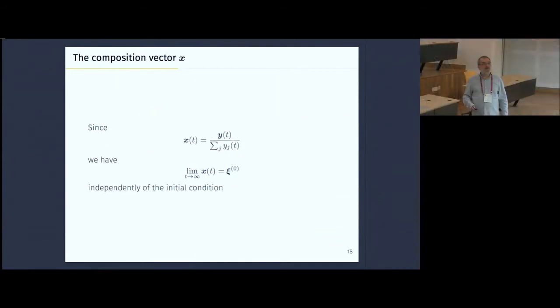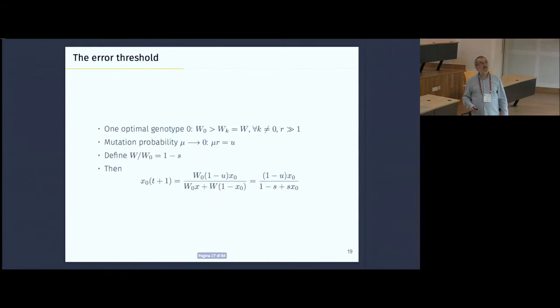So this is what I just said. Now, we have assumed that there is an optimal genotype W0, and then there is, for instance, a case in which all the other ones have fitness which is smaller than this one. And then there is some mutation probability of going from one to the other in any way possible.